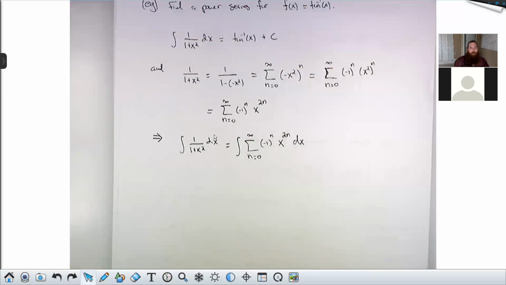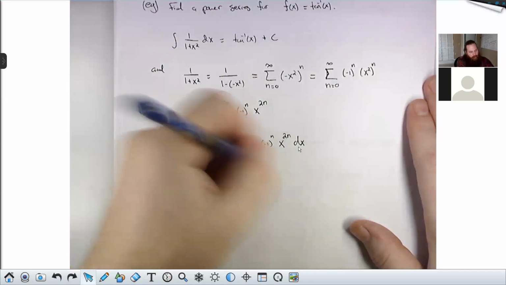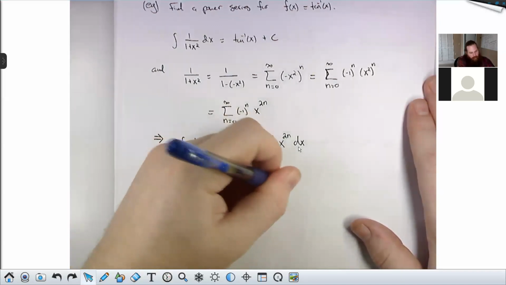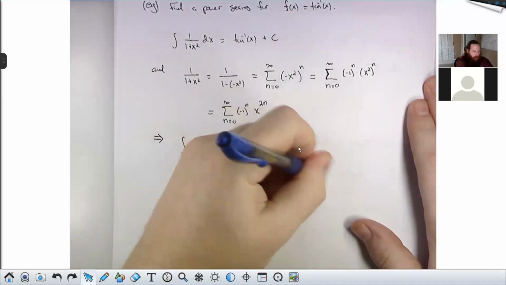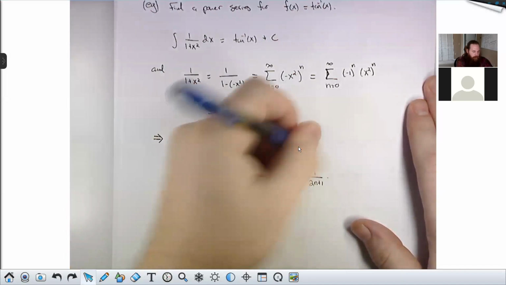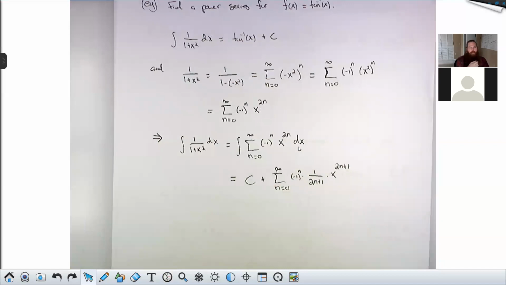That's looking like something that my theorem would recognize. The integral of this power series, I just add 1 to the power and divide by the new power. I also remember to bring my plus c and I write it out front. I'll have negative 1 to the n times 1 over 2n plus 1 times x to the 2n plus 1. Add 1 to the power, divide by the new power.